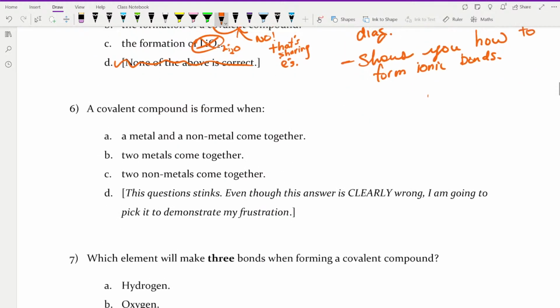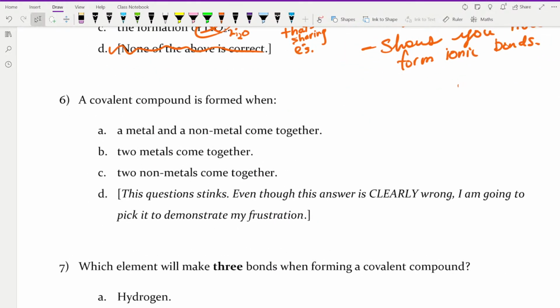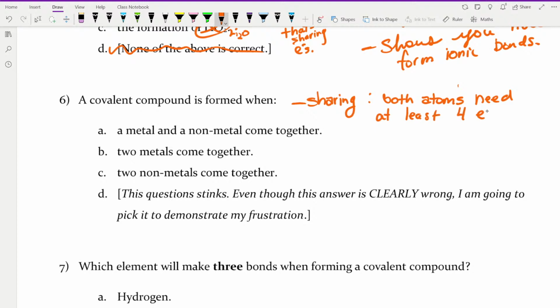Good. Next. Covalent compound is formed. Well, we just set it up here. We said that this is sharing. And because it's sharing, both atoms need at least 4 electrons, i.e., they need half full shells at least. This means only nonmetals can share.